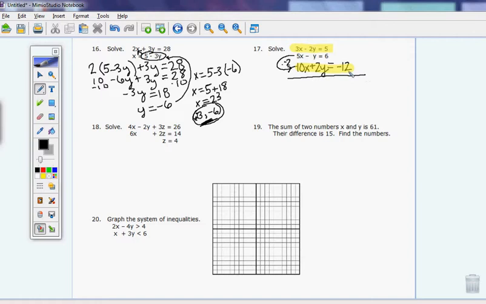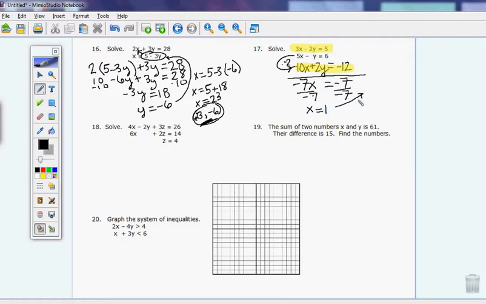But now when I add down, now be careful here, this is hard to see, but that's a negative 10x. So 3x plus a negative 10x is negative 7x. Negative 2y plus 2y, they eliminate, and then 5 plus a negative 12 is my negative 7. And then when we divide both sides by negative 7, we get an x value of 1.